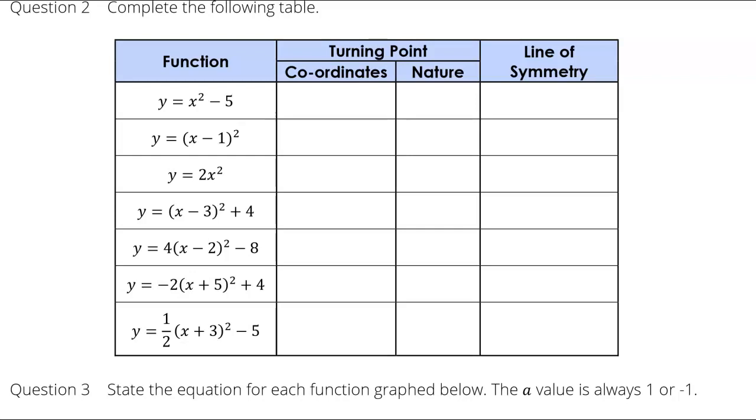All right, so let's just go through this very quickly. From the equation, you should be able to tell me what's going on now. We've done enough practice. From the equation, you should be able to see with that first one, x squared take 5 means a vertical shift down 5. No horizontal shift. And so as a result, that turning point is going to be (0, -5).